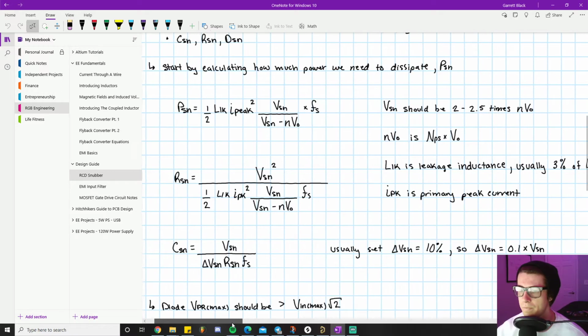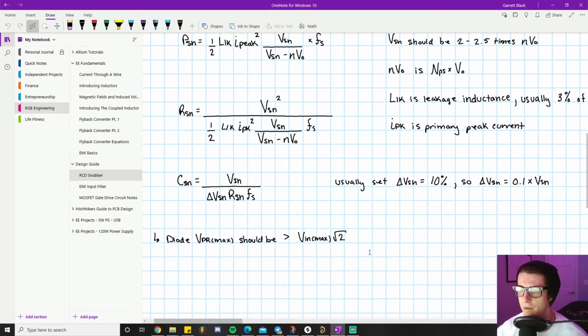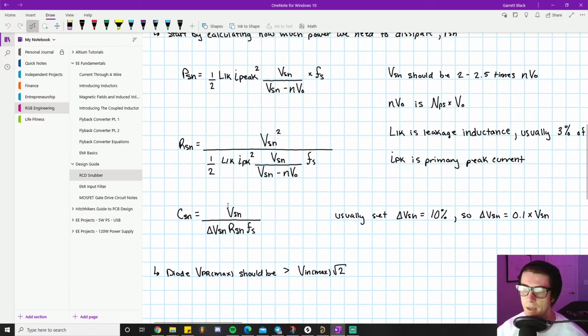So, scrolling down, now we need to calculate the value for our capacitor. This will spit out an actual resistor value for you. And then next thing, like I said, we can go into our capacitor. The capacitor is calculated by VSN, which we've already established what that value is, divided by delta VSN. We usually want to set delta VSN to about 10%. So delta VSN is equal to 0.1 times VSN.